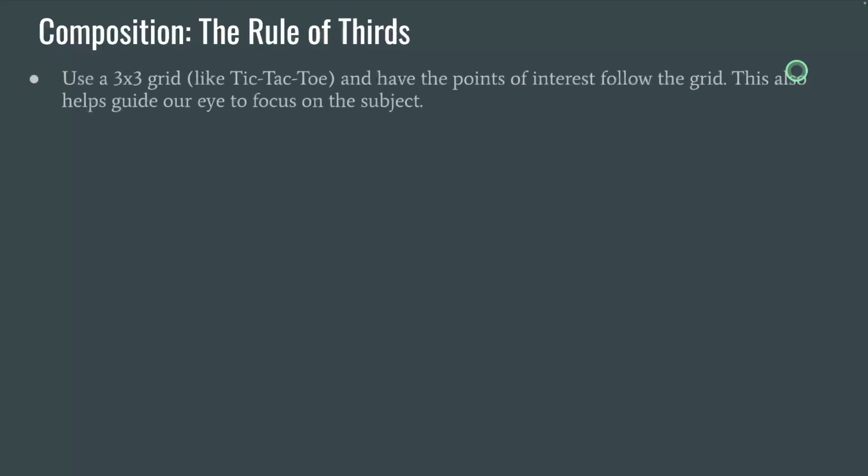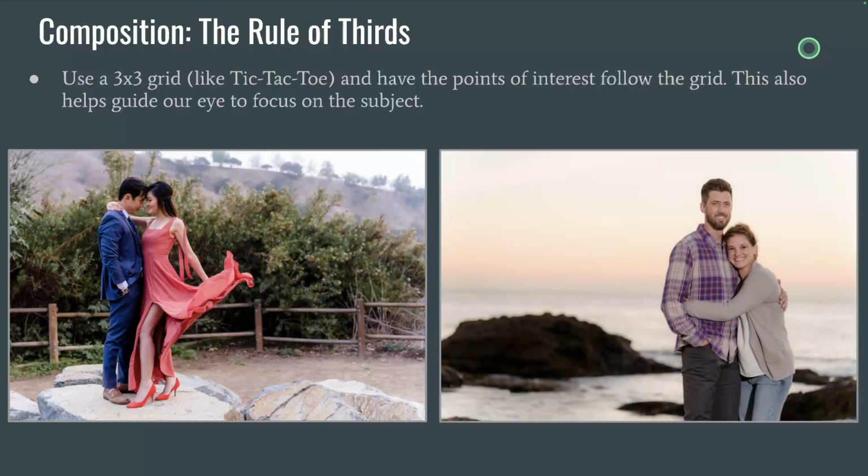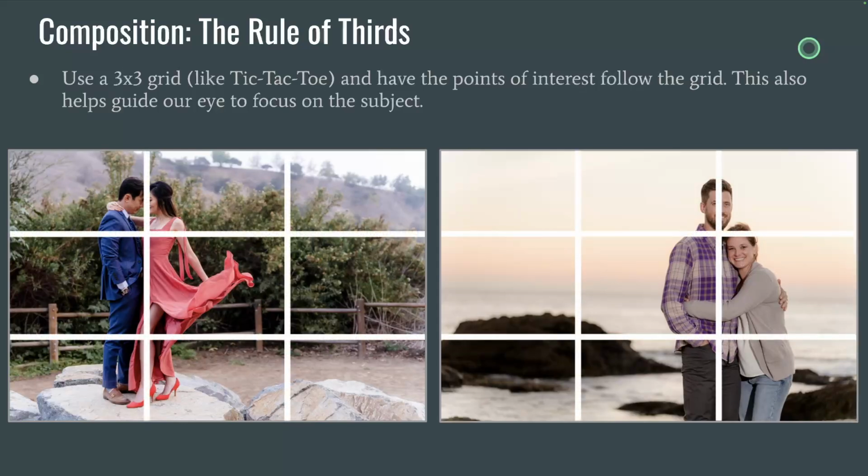The next one's called the rule of thirds, and it's called the rule of thirds because it's a 3x3 grid. Think of it like a tic-tac-toe grid that guides the points of interest. So you want to line up your shots on those points of interest. So you can see these shots, the subjects are more off to the side because that's following the rule of thirds. The rule of thirds is this grid right here.